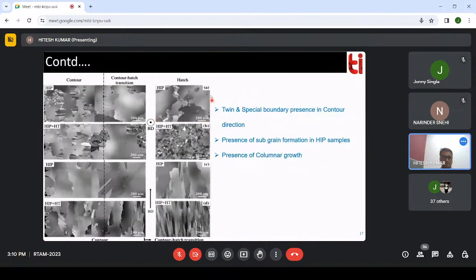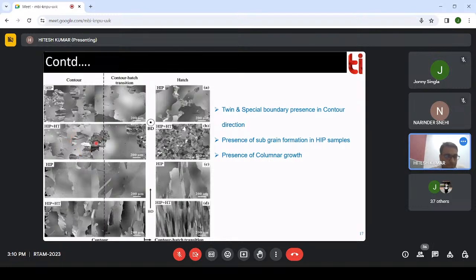Again, we did some microstructure analysis. These are the scanning electron micrographs. We can see the formation of twins in the contour part. And in the HIP plus heat-treated sample, after heat treatment the twin fraction goes down. Twins are basically special grain boundaries, and their fraction goes down.